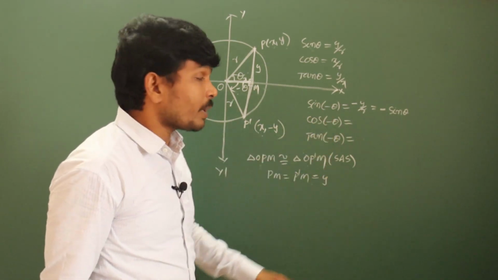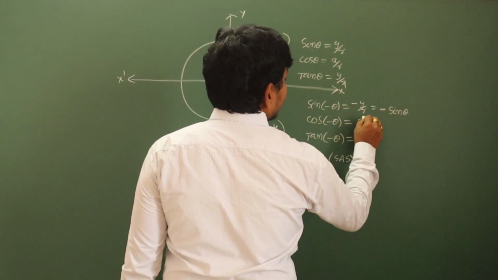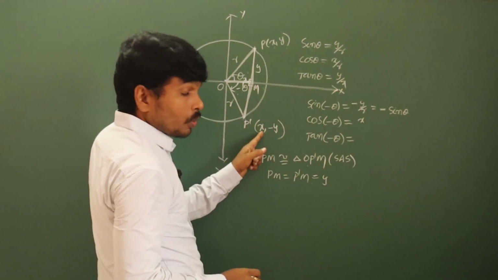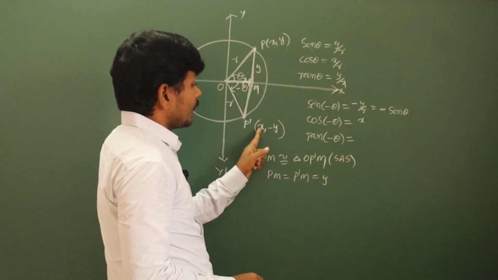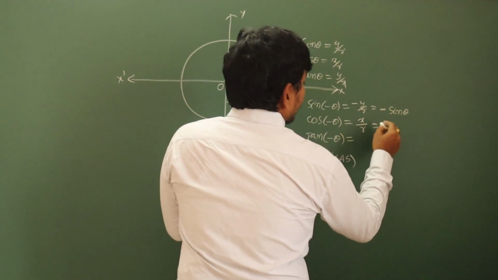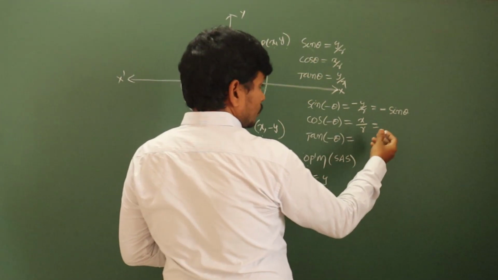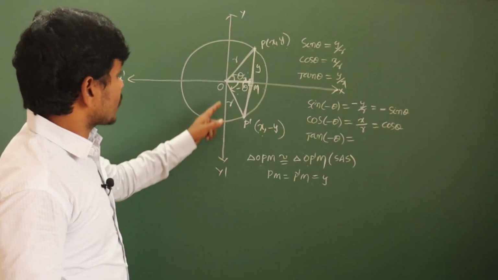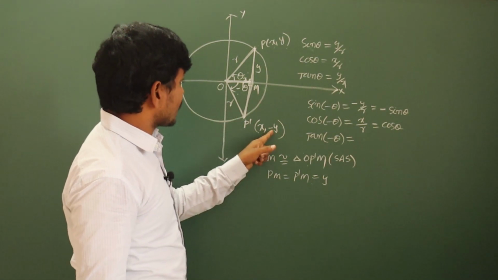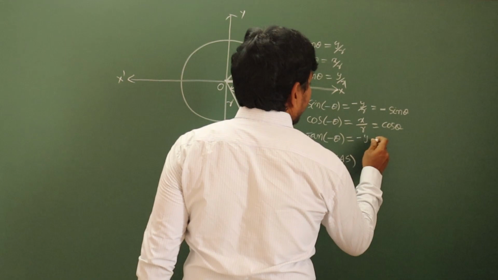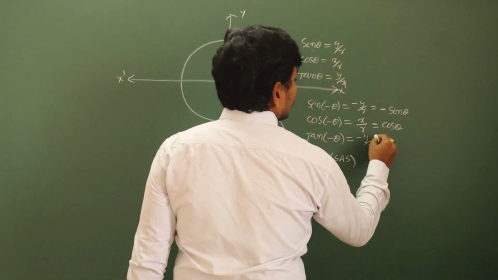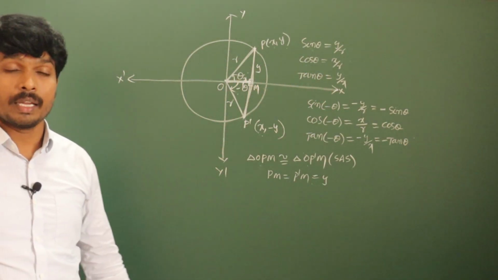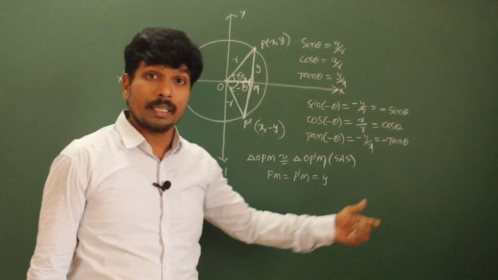Now you observe cos of minus theta. Cos of minus theta means the x coordinate of a point by the radius. What is the x coordinate? X only. So your answer is x by r. X by r is again cos theta only. Next, tan of minus theta value is minus y by x. But y by x value is tan theta. So you get minus tan theta, its value is minus tan theta.